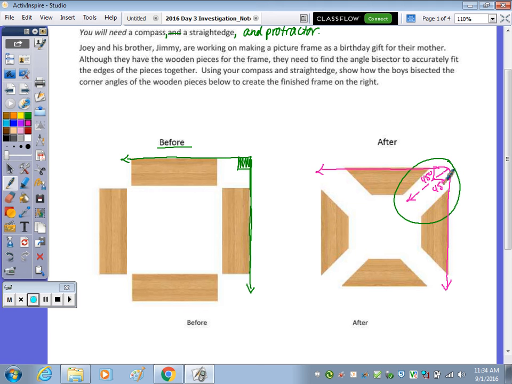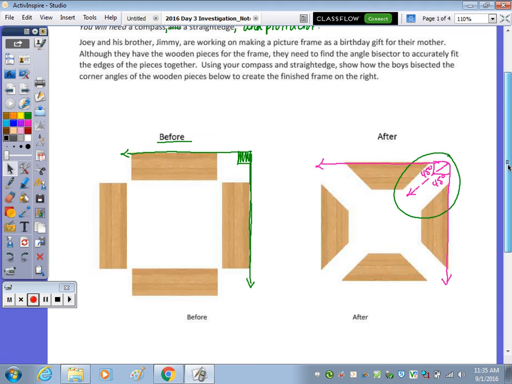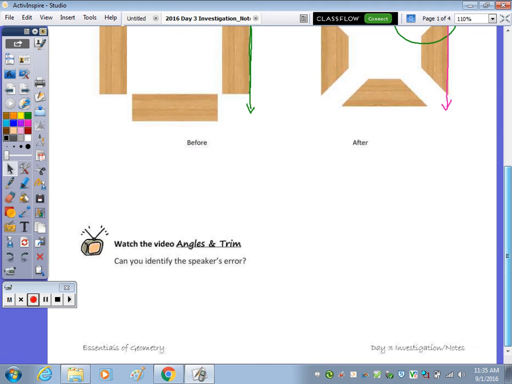Using your compass and straight edge, show how the boys bisected the corner of the wooden pieces below to create the finished frame on the right. So I want you to take a few moments and investigate with your compass how we're going to do this. So play around for a moment, and then when you're done, I want you to go to my webpage to watch this video on angles and trim.